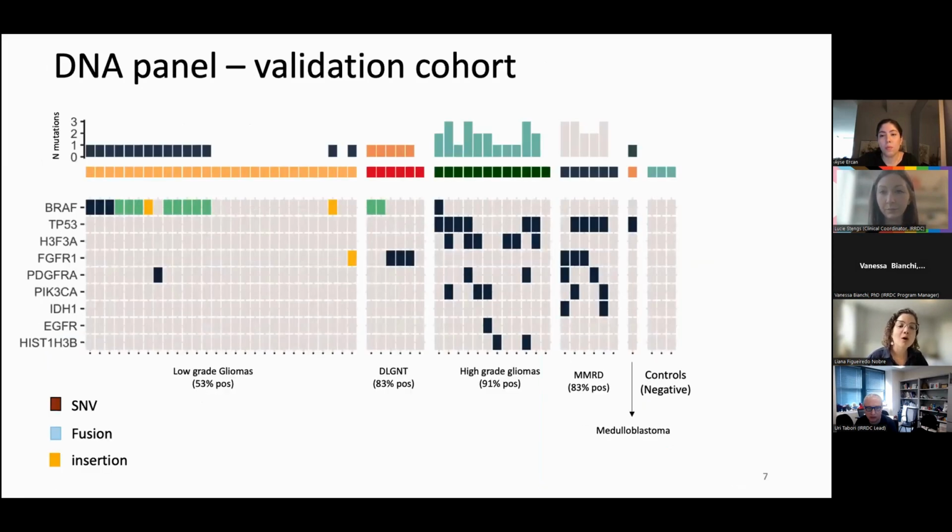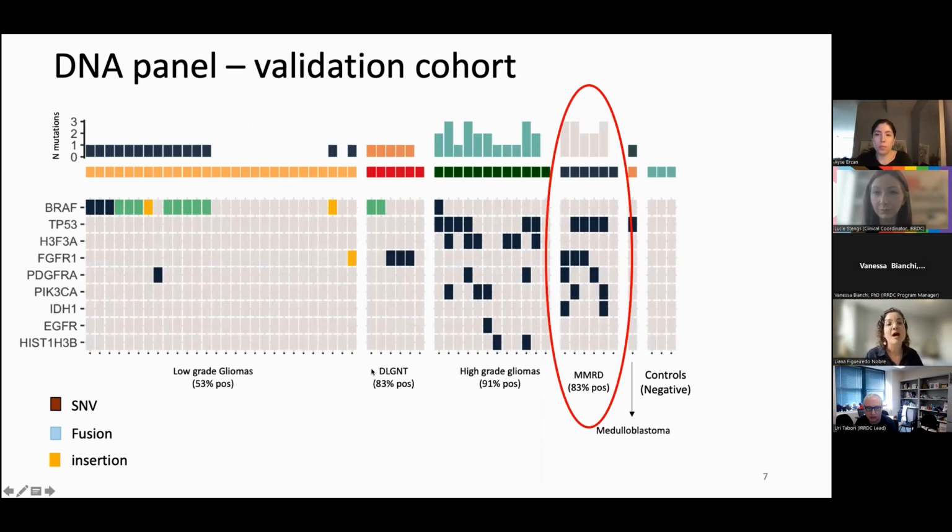And what we've done is we've validated these panels in a retrospective cohort of brain tumors and different types of brain tumors. And what I want to show you today is that for specifically high-grade gliomas in MMRD patients, the sensitivity was really high, with 83% of them being positive. So this allows us really to implement these tools in all of those stages that we talked about.